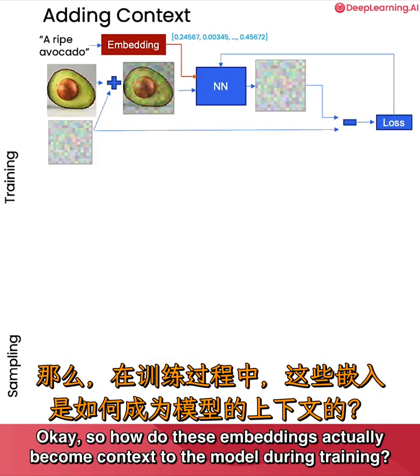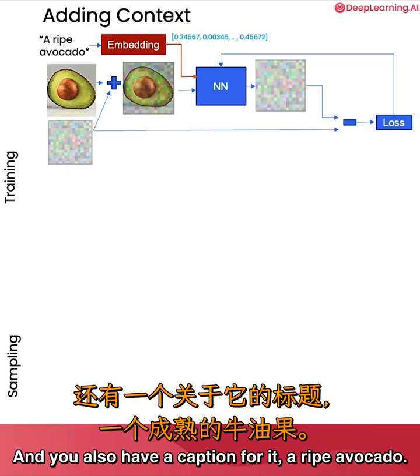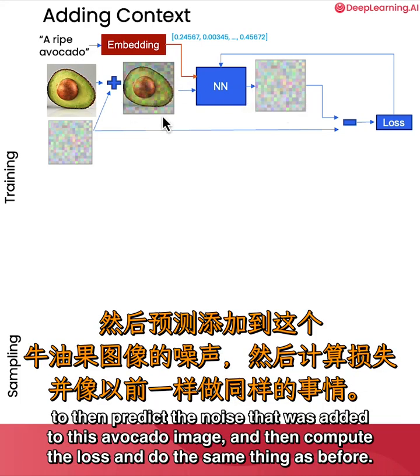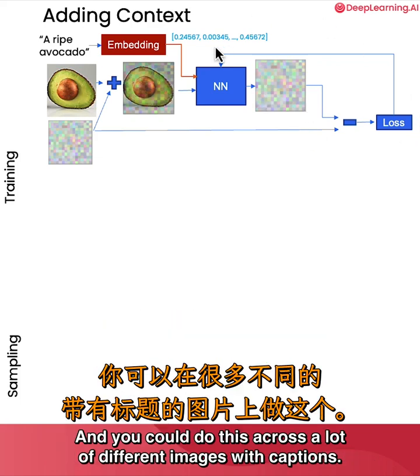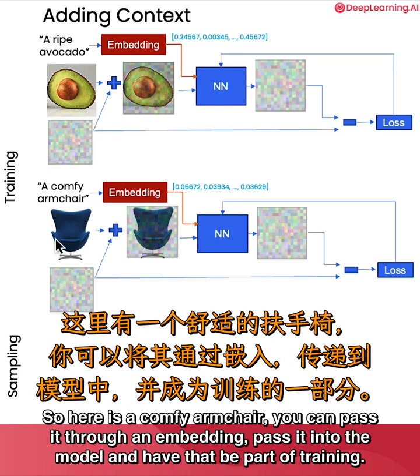Okay, so how do these embeddings actually become context to the model during training? Well, here you have an avocado image, which you want the neural network to understand. And you also have a caption for it, a ripe avocado. You can pass that through, get an embedding, and input that into the neural network to then predict the noise that was added to this avocado image, and then compute the loss and do the same thing as before. And you could do this across a lot of different images with captions. So here's a comfy armchair. You can pass it through an embedding, pass it into the model, and have that be part of training.